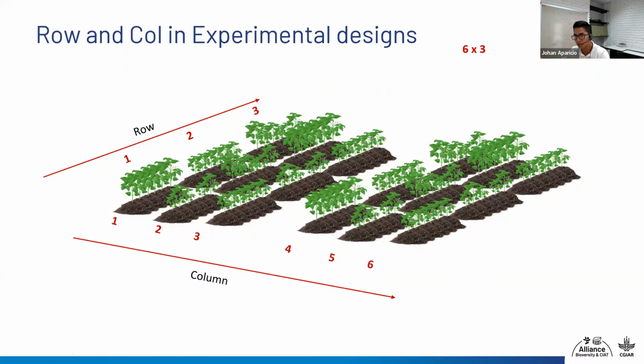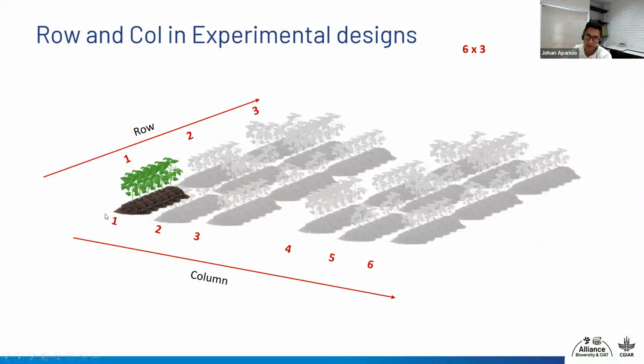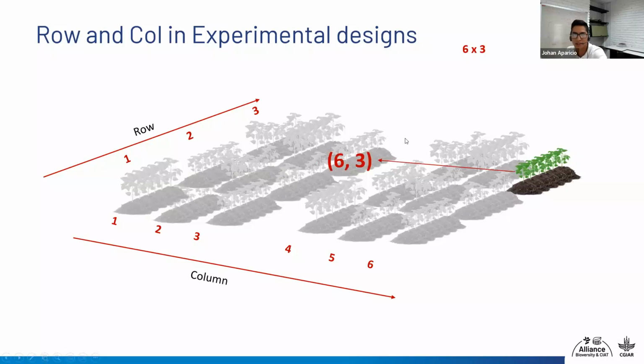columns to the randomization, because we can think about a Cartesian plane, something like an XY axis. This is the row information, this is the column information, and each individual experimental unit is going to have a unique row and column position. So for instance, this one has column 1 and row 1. Each individual unit is identified by row and column information. This is, for example, column 6 and row number 3.